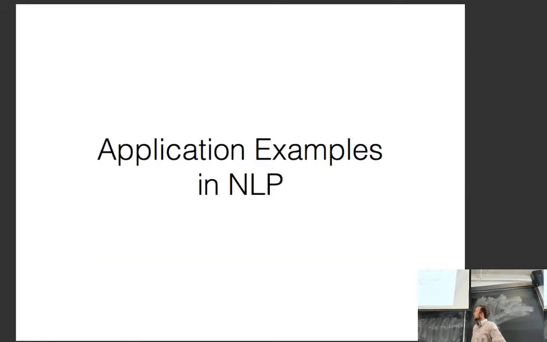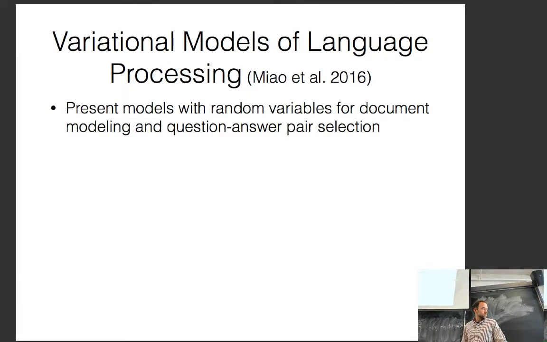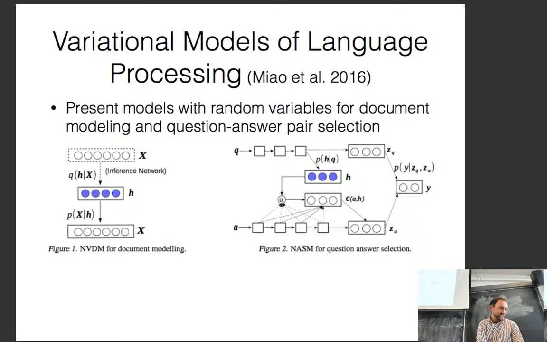Okay. So now I'll move on to a couple of examples of applications of variational autoencoders in natural language processing. The first one here is variational models of language processing. This was one of the early papers on VAEs for language, so it's kind of not focused on a single thing, but it has various things.